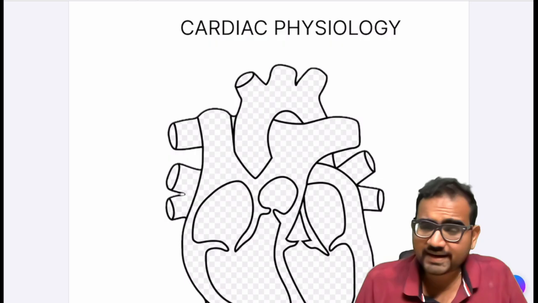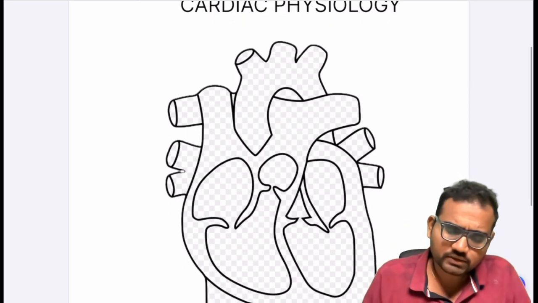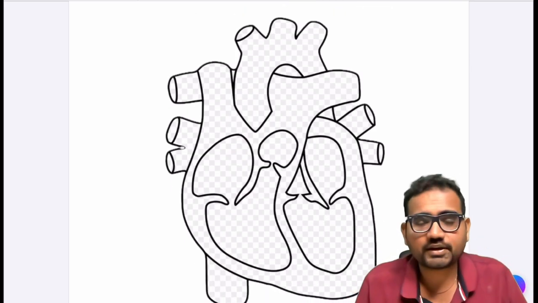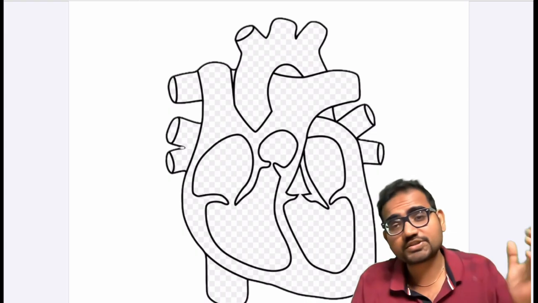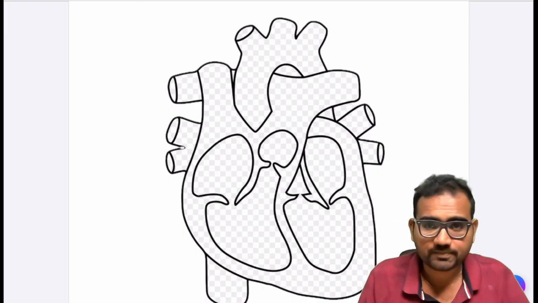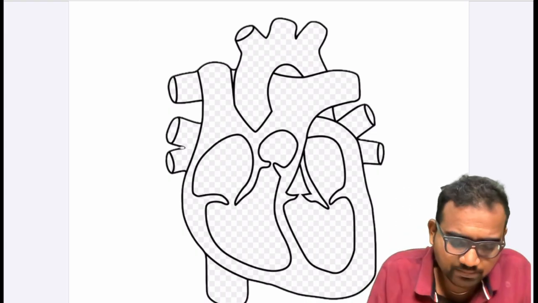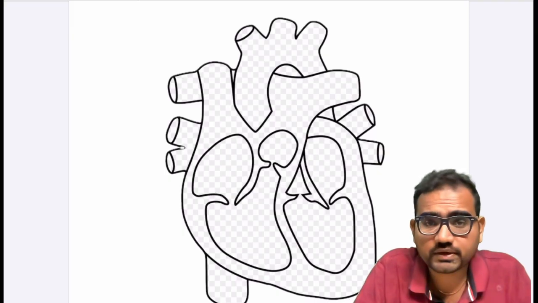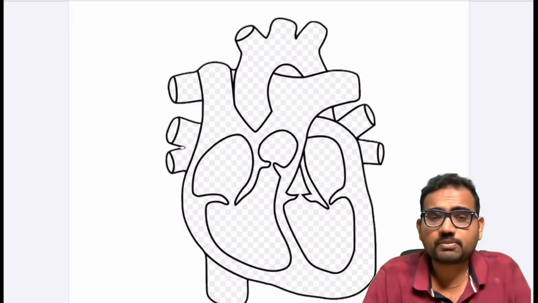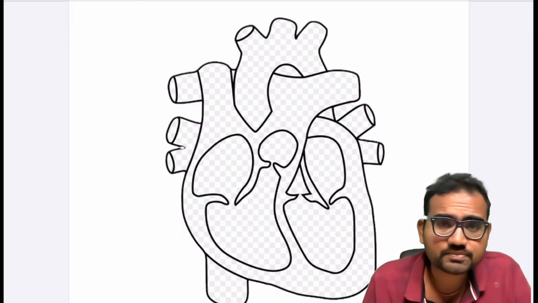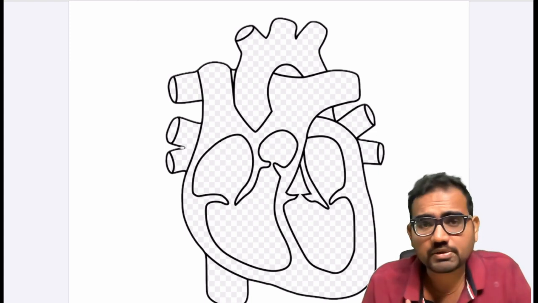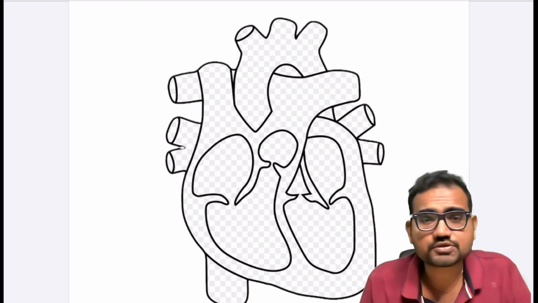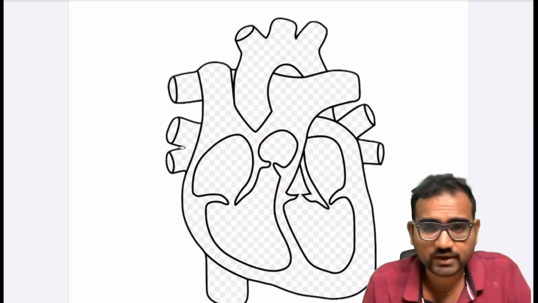Okay, so cardiac physiology. So we all know that the heart receives the oxygenated blood as well as the deoxygenated blood. Okay, so I'll just mark the parts of the heart, the cardiovascular system, so that it will be very easy for you when I use terms like AV valves or semilunar valves, or the blood pumps from the superior vena cava, inferior vena cava.